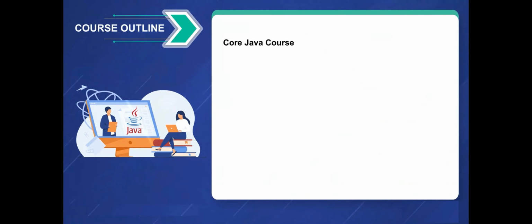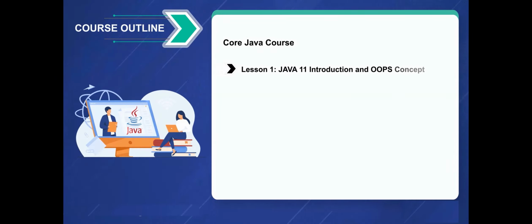Now, this entire course is divided into 7 modules, or I would call them 7 lessons. The first lesson completely talks about what Java is, why we need to learn it, and what the different OOPS concepts are. We are talking about Java 11 specifically in this entire course because that's the latest, so it's mentioned as Java 11 introduction.